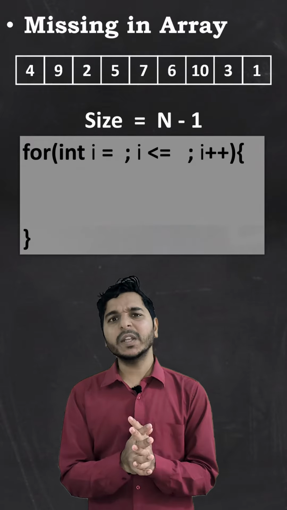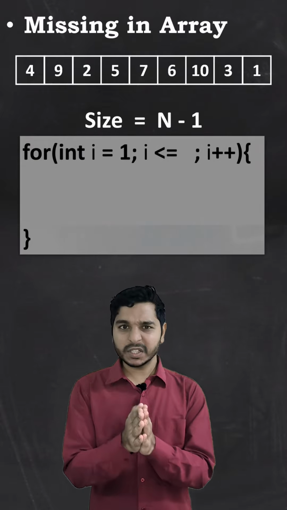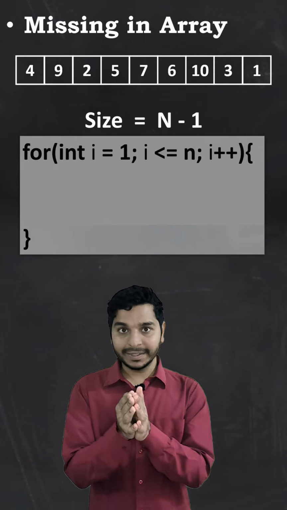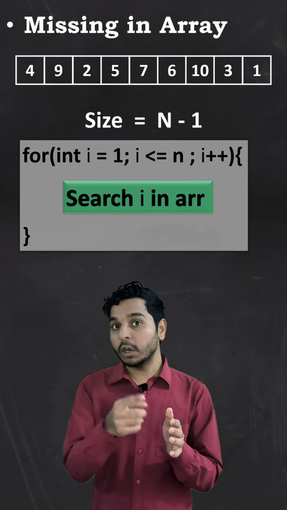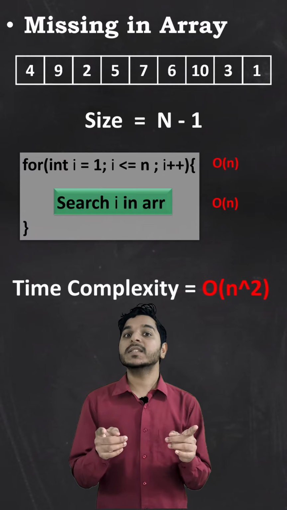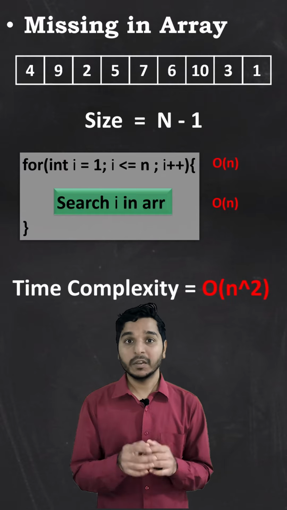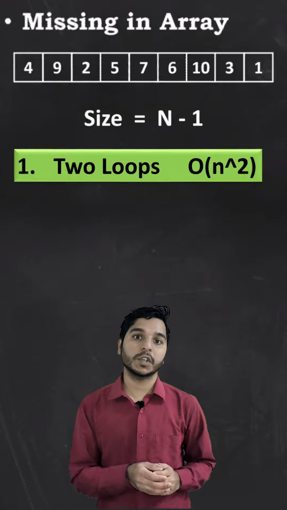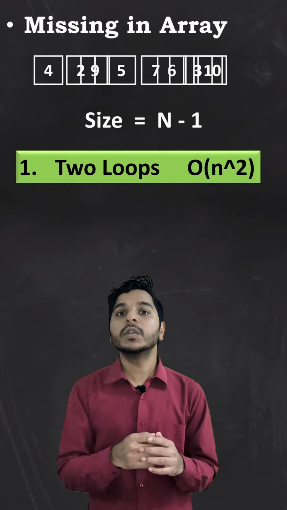A brute force way to solve this question would be to search every element from 1 to n in the array, and if any number is not present, that is our answer. But this approach takes time complexity of big O of n squared, which is the worst case time complexity for this question. The next better approach would be to use sorting.